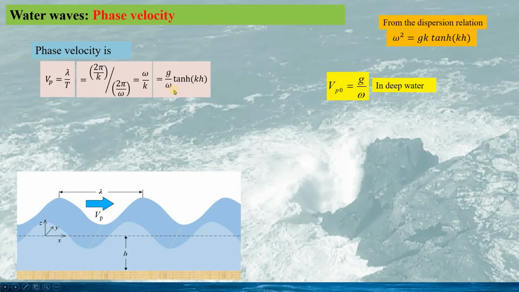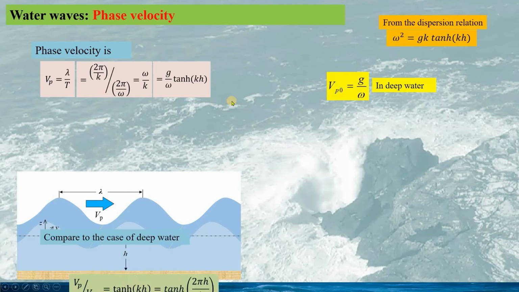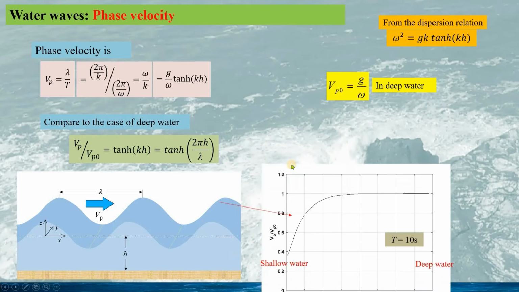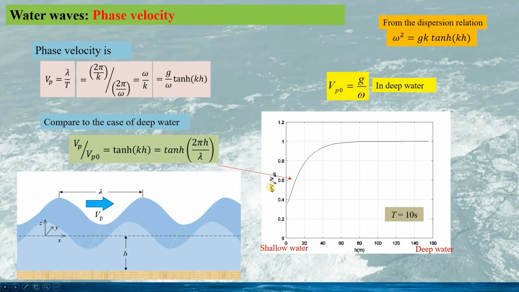If we employ the dispersion relation, we can calculate the phase velocity given in this. So if we compare the phase velocity in finite water depths to the phase velocity in deep water, we can see the difference. The ratio of the phase velocity to the phase velocity in deep water is given as this, and here is the curve for the ratio. This ratio has a similar form to the curve of the wavelength, and it decreases with the decrease of the water depth.